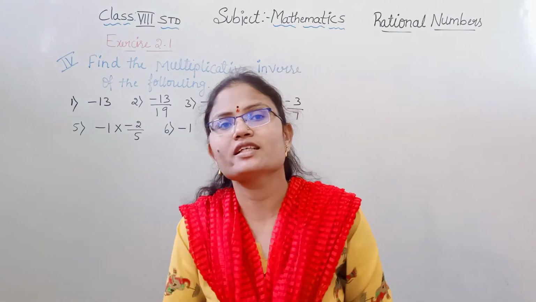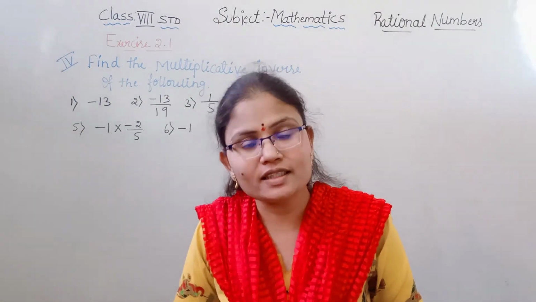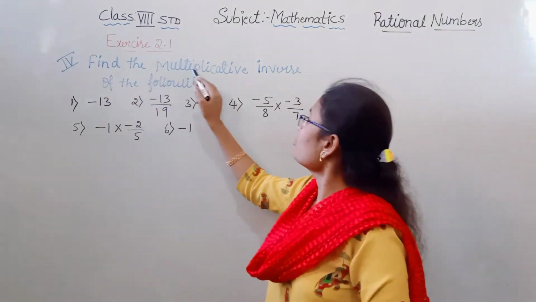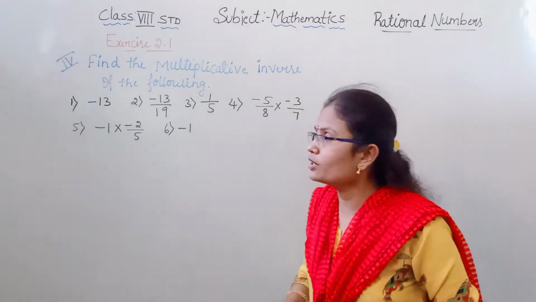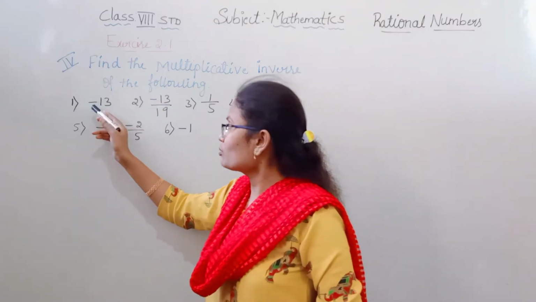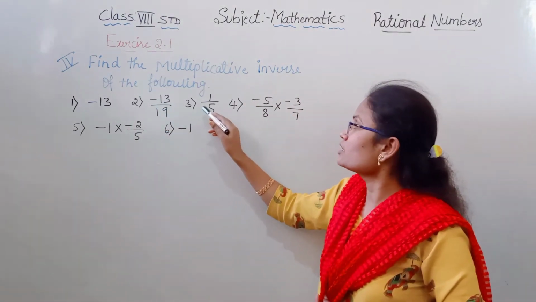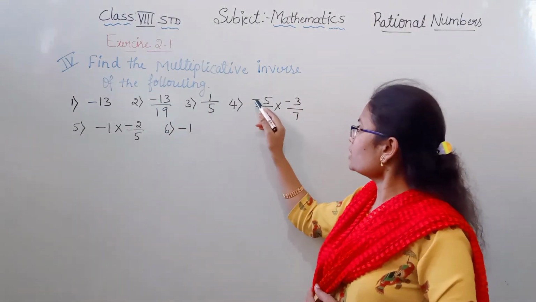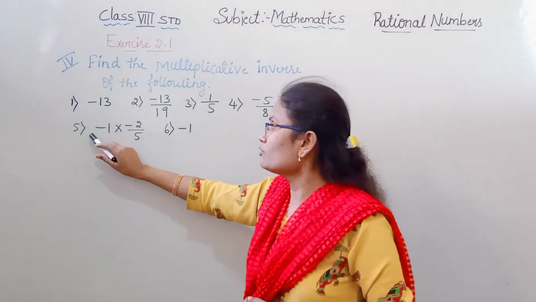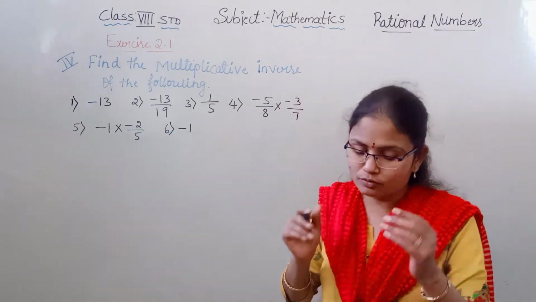In the previous session we discussed exercise 2.1, second and third main. Let us discuss fourth main. Find the multiplicative inverse of the following. In that, the first problem they have given is minus 13, next one minus 13 by 19, third one 1 by 5, fourth one minus 5 by 8 into minus 3 by 7, and fifth one minus 1 into minus 2 by 5, sixth one minus 1.